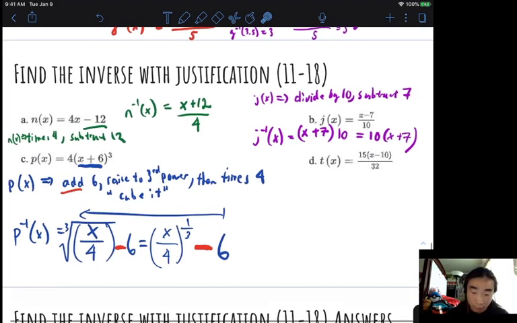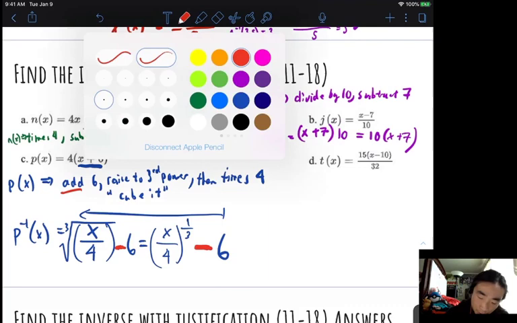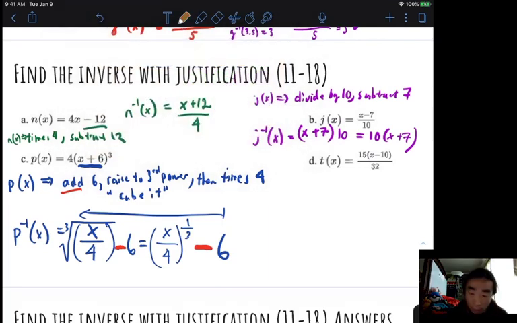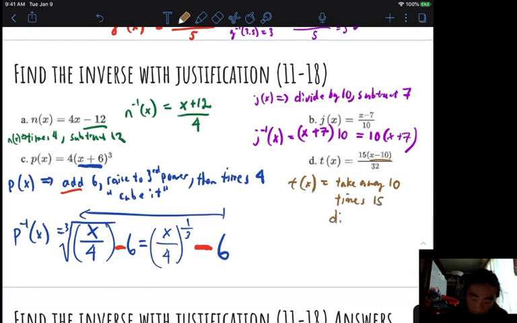Okay, last problem over here. Originally, t of x, if we were following order of operations, we have to follow the parentheses first, right? Take away 10, times 15, then lastly, divide by 32.